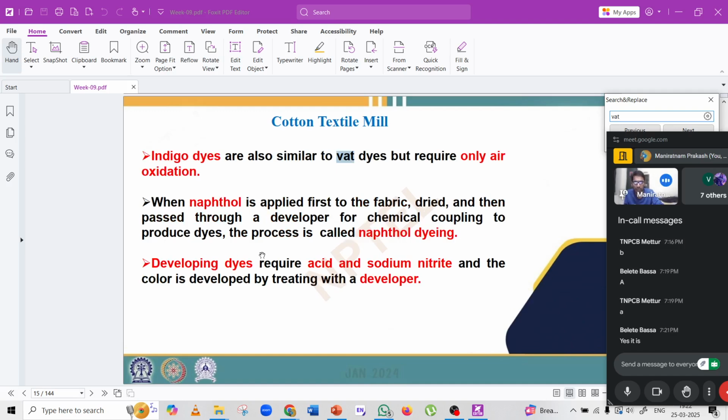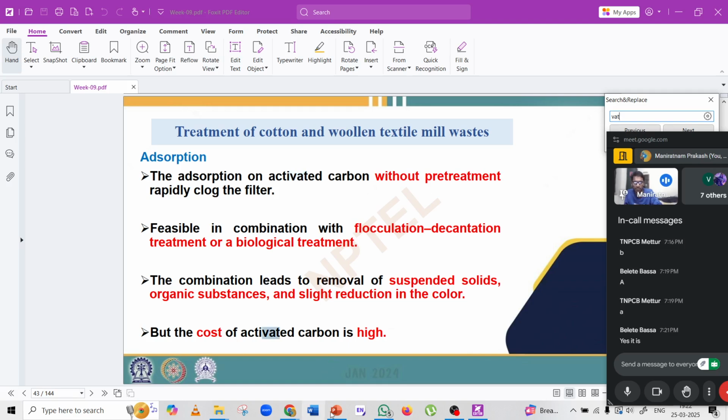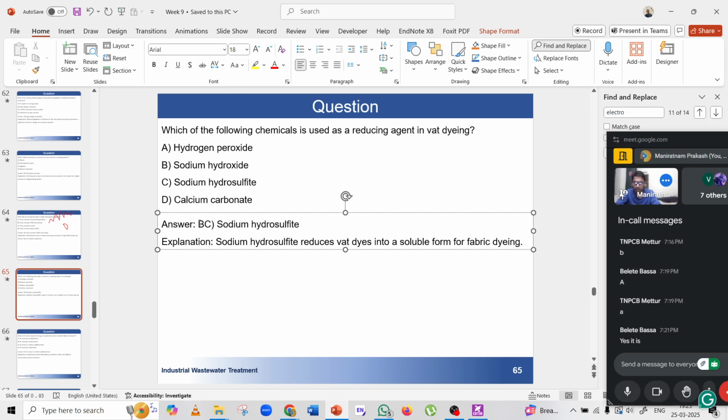I think it will have two answers, not one answer. B and C. B, sodium hydroxide. And now I don't know why you said hydrogen peroxide.